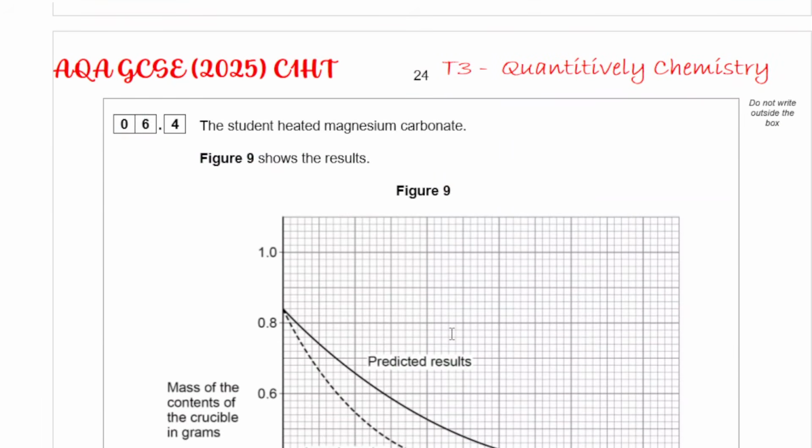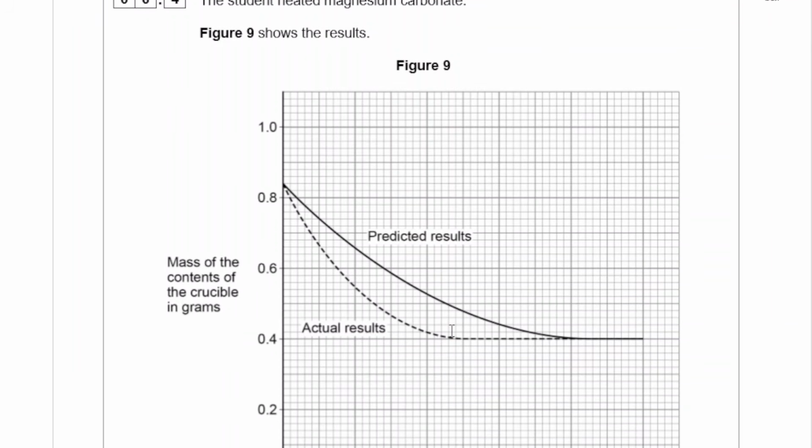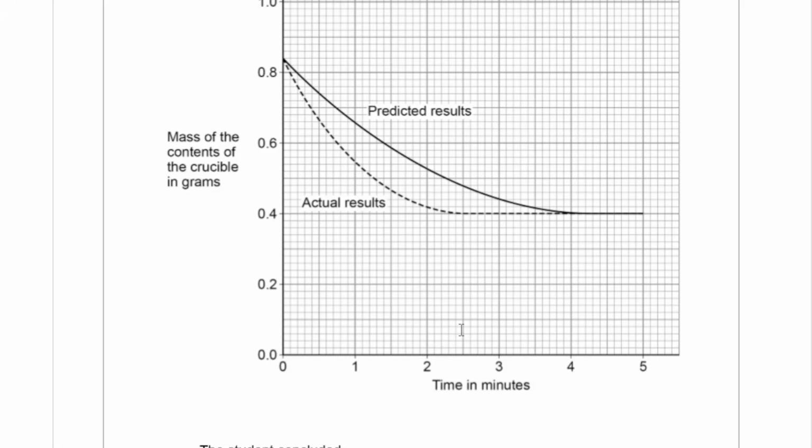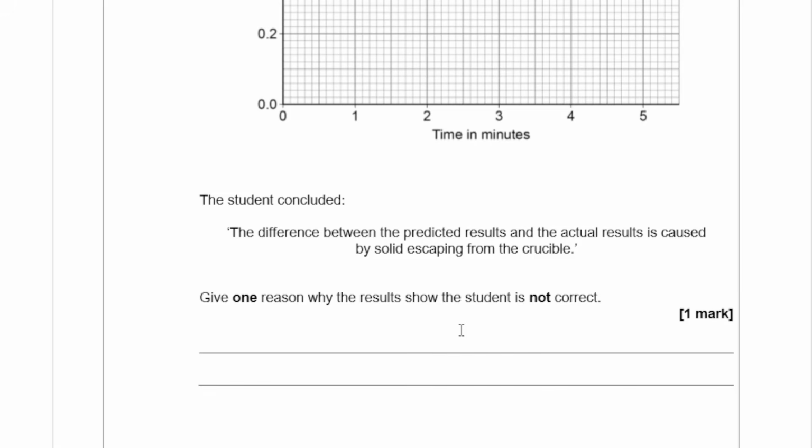The student heated magnesium carbonate. Figure 9 shows the results. So the predicted results line is higher than the actual results, but they both wind up at 0.4 grams. So the decrease in mass is actually faster in the actual results.